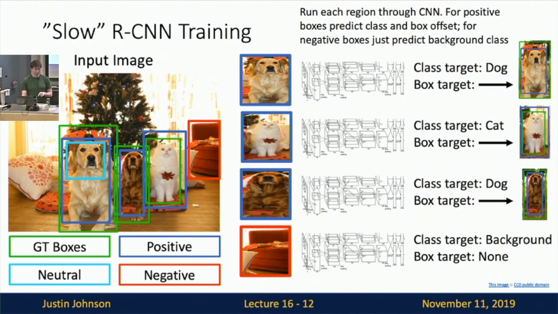Now, where it gets tricky is something like in Faster R-CNN, where we are now learning the region proposals jointly with the rest of the system. So then you need to do some of this matching online between the region proposals and the ground truth boxes.